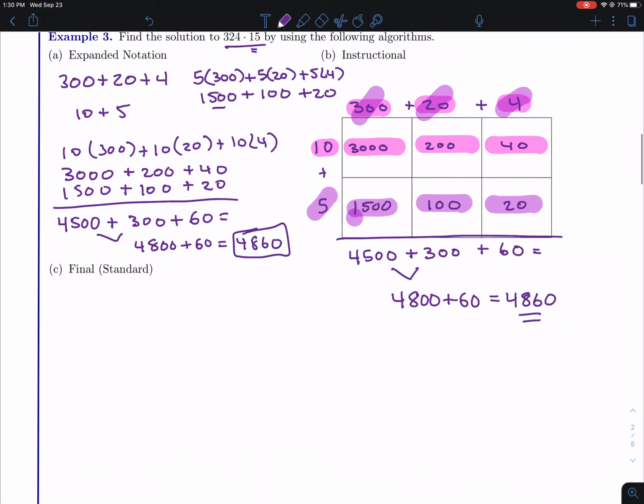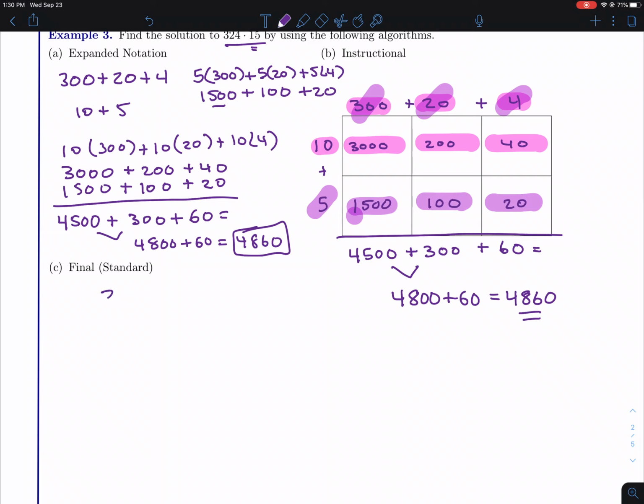All right, so finally, the final standard would be just doing 324 times 15. And so again, we're going to do 5 times 4 is 20, carry the 2. 5 times 2 is 10, plus 2 is 12. 5 times 3 is 15, plus 1 is 16. And then now we're going to put a 0 there just to remind us that we need to scoot everything over by 1 because we're multiplying by the tens. So our first number has to go in the tens position.